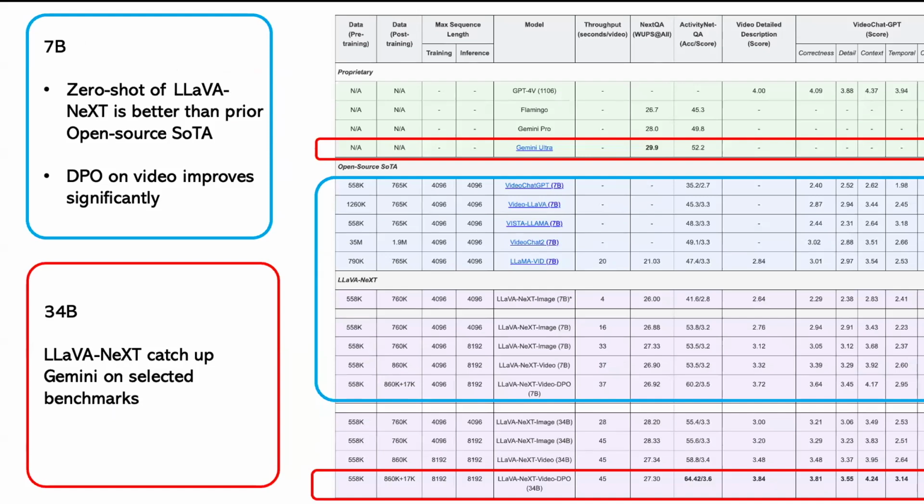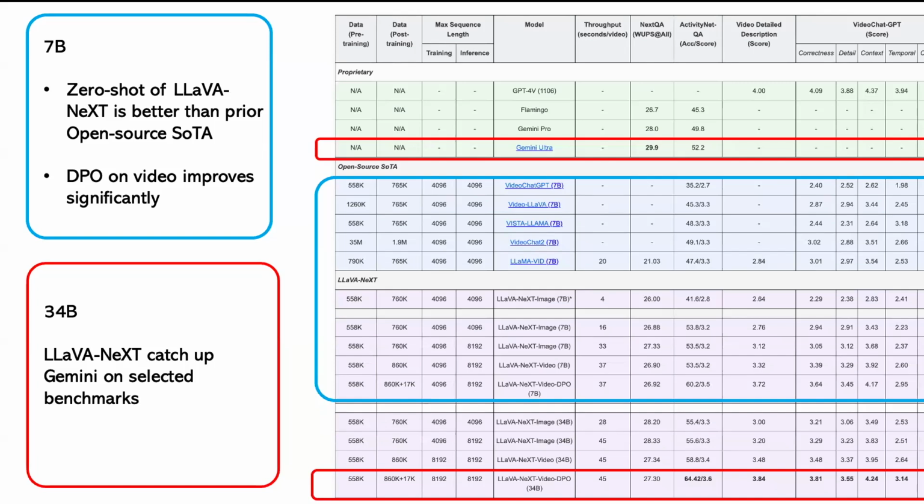Okay, let's take a look at the results on the video tasks. So first, let's take a look at the results on the 7B model. We see that the zero-shot result of the LLaVA-NeXT image model is better than the prior open source models that have been trained on video. This was surprising to me, right? Because our model is never trained on video, but it performs better than the models that have been trained on video. So to further improve the performance, we apply DPO and we see further performance improvement.